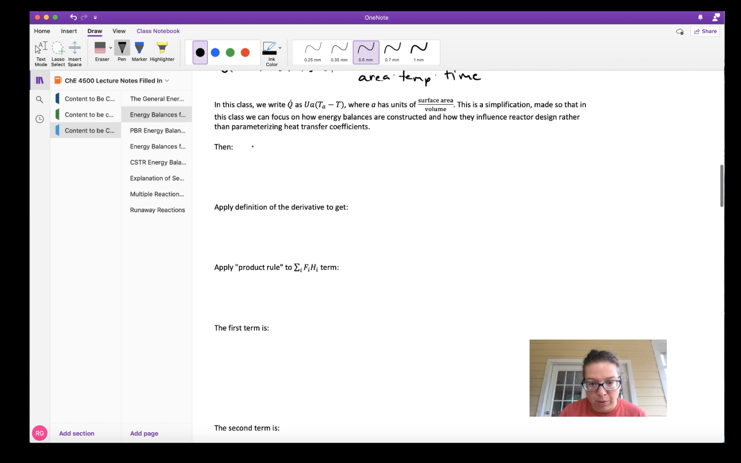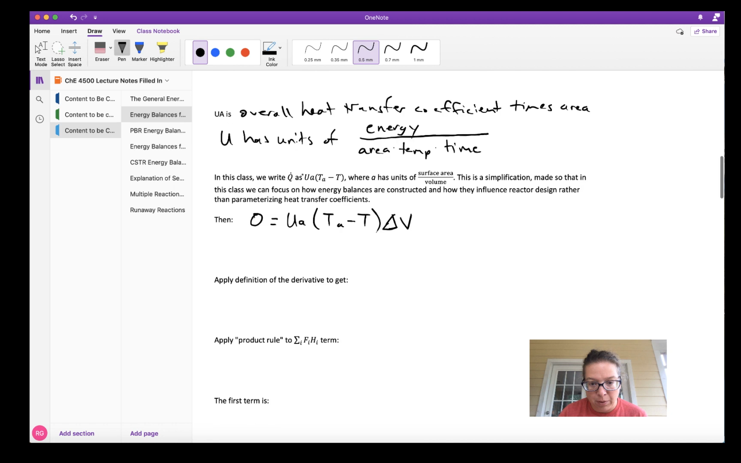So if we do that, then our balance looks like this: we have UA delta T times delta V. U has units of energy per area per temperature per time. A has units of area per volume, so that puts this term in energy per volume per temperature per time. We multiply by the volume over which the heat is transferring. That means we're in energy per temperature per time. This term, multiplying by this term, means that we're in energy per time, and that is the unit we need for the energy balance.